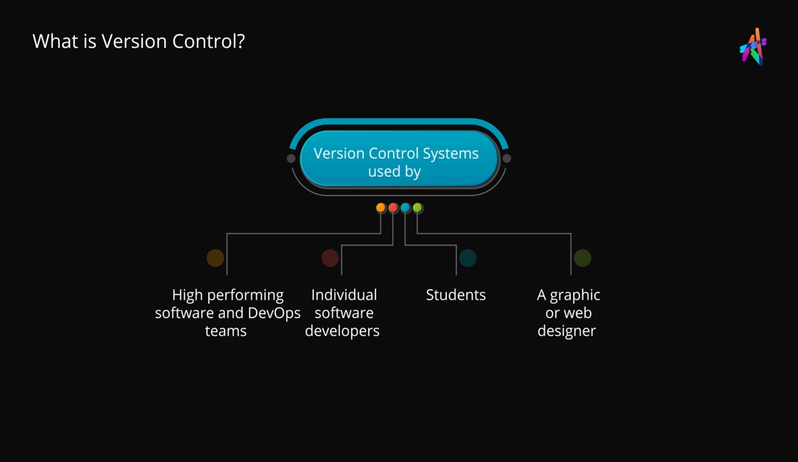Students could track versions of their notes or essays or even their project research papers. Graphic or web designers can use version control to iteratively modify different versions of an image or a layout without worrying about losing the only version of that image.